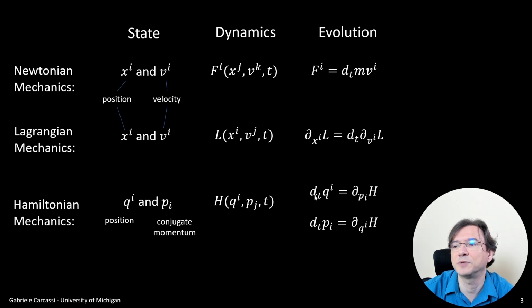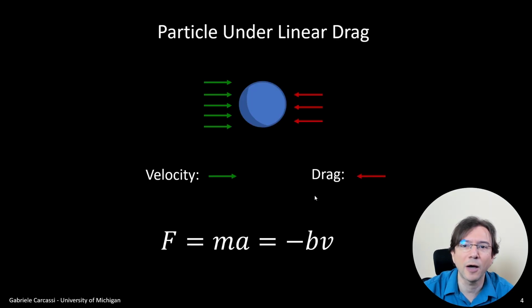So as we said before, we want to talk about a dissipative system, and we take the simplest one, possibly: the particle under linear drag. You have something moving and you have air resistance, and in some conditions, to some approximation, the air resistance is proportional to the velocity. And so we have F equals ma, the first law, and the force is equal to minus bv, because the force is going to be in the opposite direction of motion, opposite to the velocity.